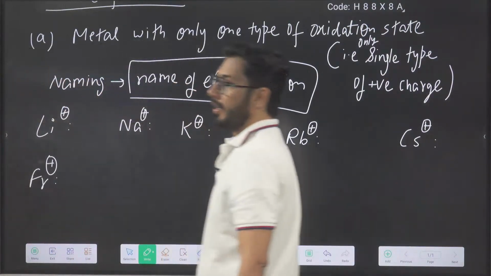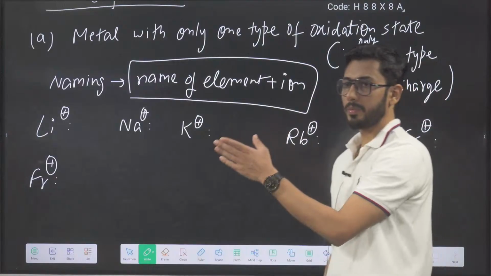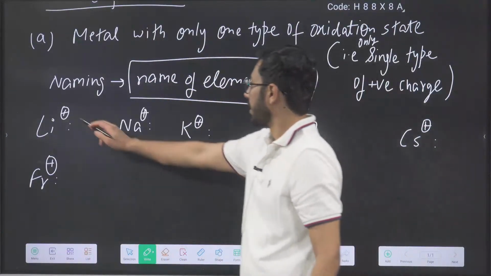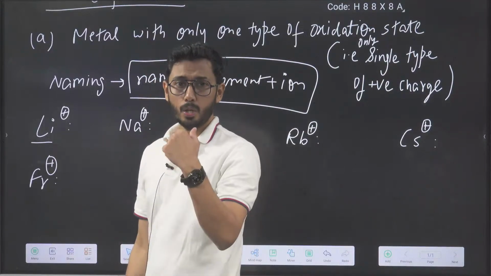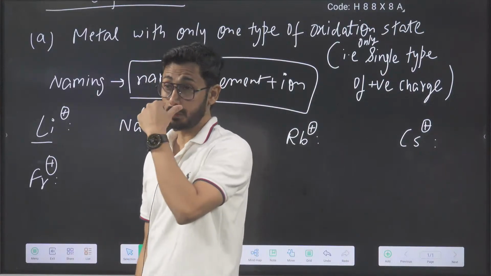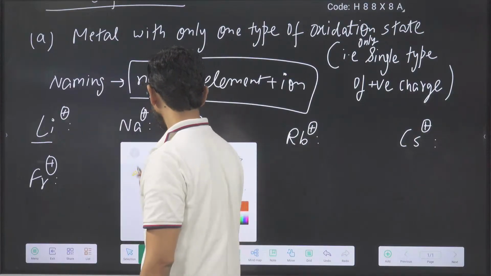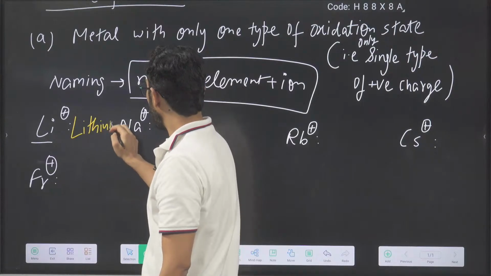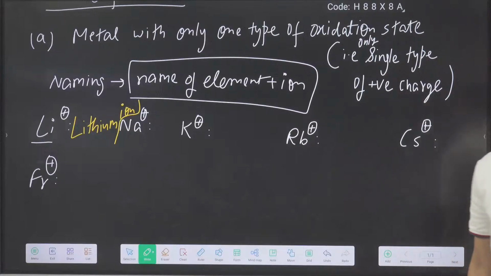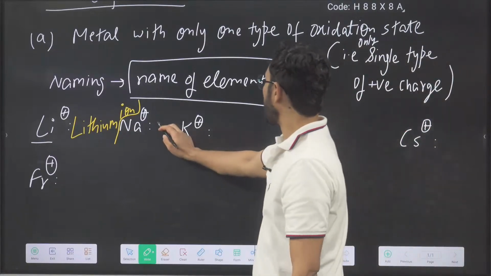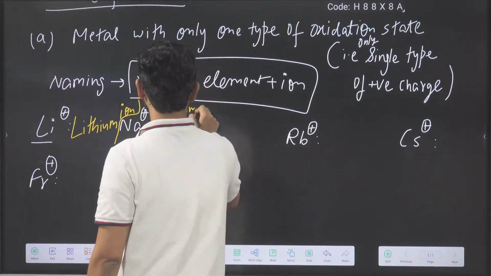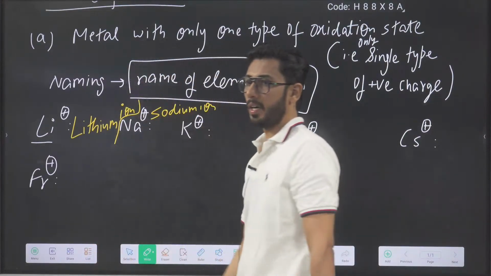Like, which ones? Li plus, Na plus, K plus, Rb plus, Cs plus, Fr plus. Li plus is a metal cation. Group 1 metals always show which state? Plus 1. So here it is named as the name of the element with ion. Lithium ion. Na plus, name of the element, sodium. And what is added? Ion.